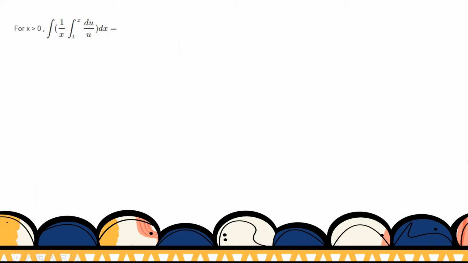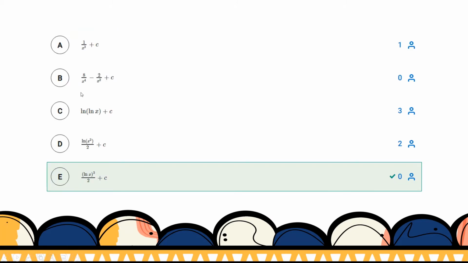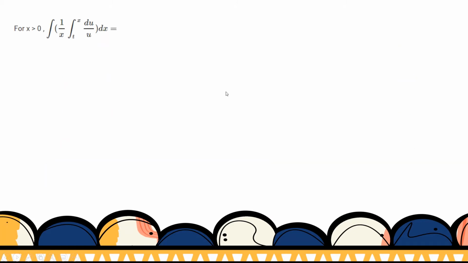For x greater than 0, the integral of 1 over x of the integral du dx equals. So note, using the properties of integrals, that we can split this inner integral up. So I'm going to start by taking this integral. Well, we don't need to split this up. We can just go ahead and solve this because we're not using part 1 of the fundamental theorem. So when we solve this, the integral of 1 over u is natural log of u.